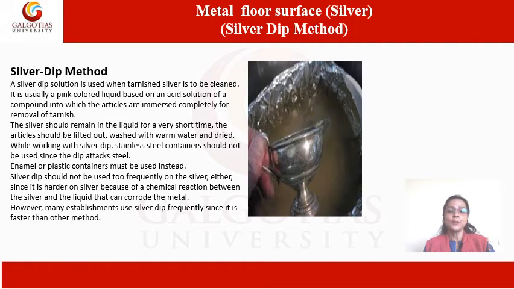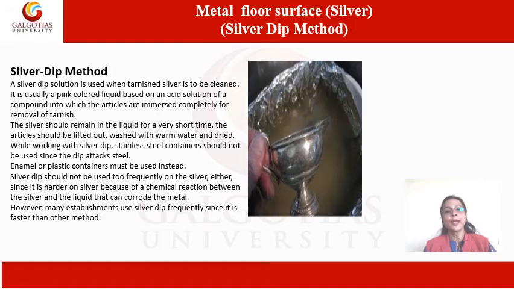Silver dip should not be used too frequently on the silver either, since it is very hard on the silver because of the chemical reaction between the silver and the liquid that can corrode the metal. However, many establishments use silver dip frequently since it is faster than other methods. So this is also a method that is applied, the silver dip method. The advice given is that while using the container, one has to choose a plastic container instead of stainless steel.